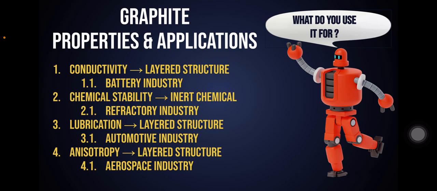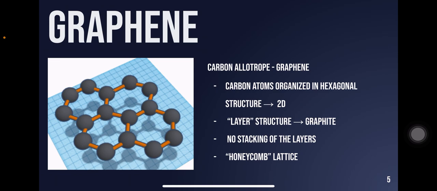Now, moving on to graphene. As you guys can see, the structure is pretty much the same as graphite. However, the main difference here is that graphene is considered a 2D structure. So in graphite, we had the layering of the carbon atoms arrangement. In this case, we only have one layer. So think of graphene as being a single layer of graphite. So it's a 2D material.